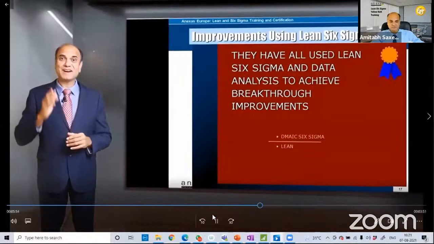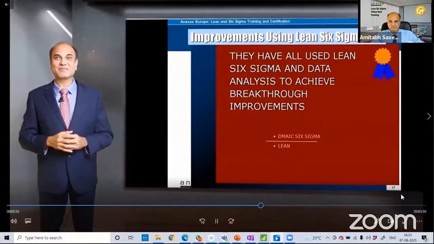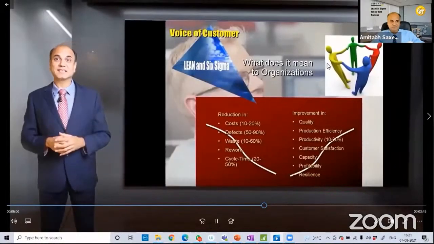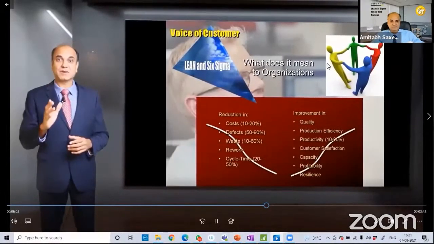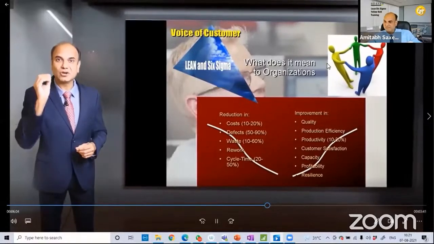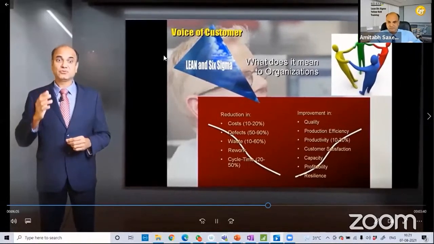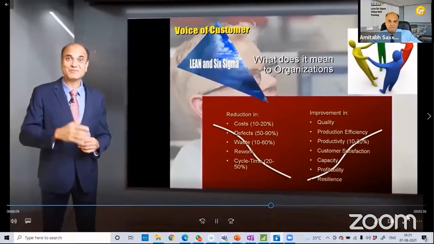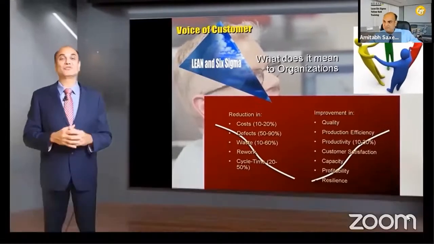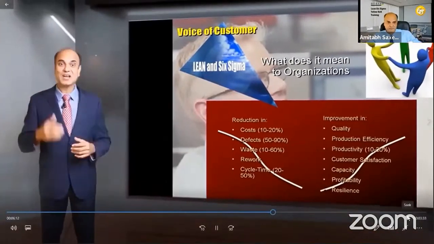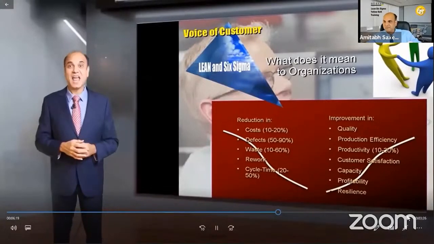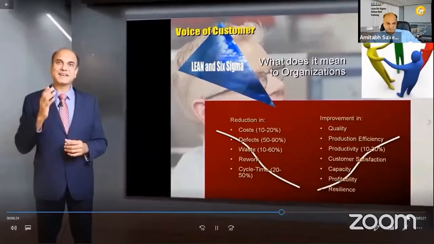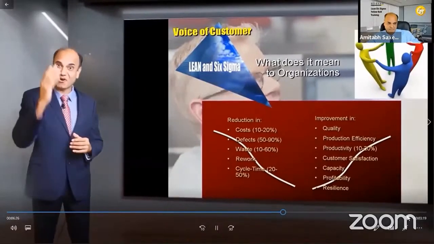All of them are Lean and Six Sigma improvement projects done in various organizations. So what does Lean and Six Sigma bring for you? Lean and Six Sigma reduces the costs, reduces the defects, wastes, rework, and cycle times in a company. It also improves the quality, production efficiency, productivity, customer satisfaction, capacity, profitability, and resilience. And which CEO would not love a person who can help the company achieve all these things?